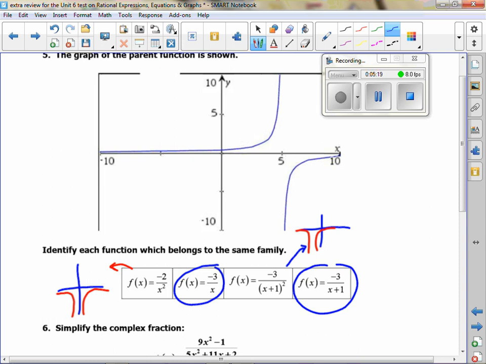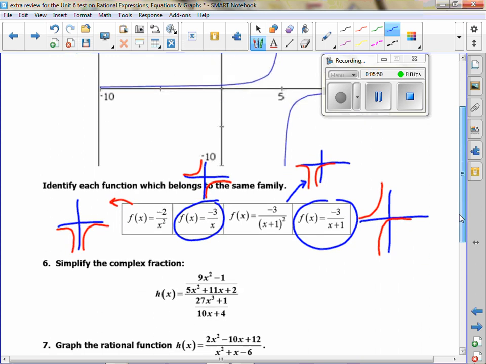For the negative 3 over x, you're going to get a picture that would be down here and up here, so that's pretty much similar. For the negative 3 over x plus 1, you're going to get the same kind of graph but moved one to the left. Like I said, just graph every single one. Whichever one looks similar to this original problem are the ones in the same family. So the two that I circled are your answers.